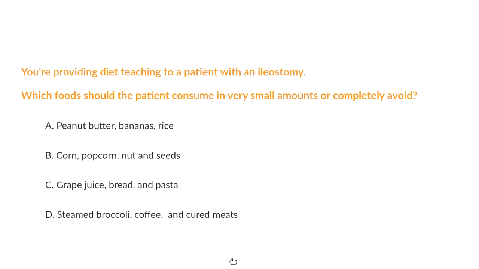All right, good. So it's a little split between B and D. So let's talk about those. So you do want them to avoid, the overwhelming choice would be B, things with corn, seeds, popcorn, nuts. All of those may cause what? Obstruction. Right.